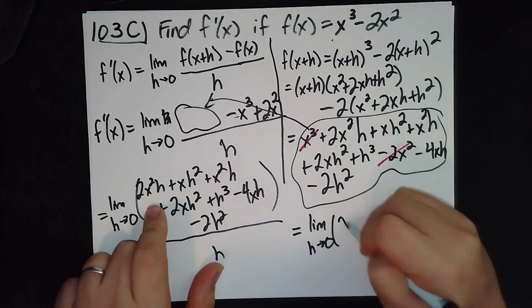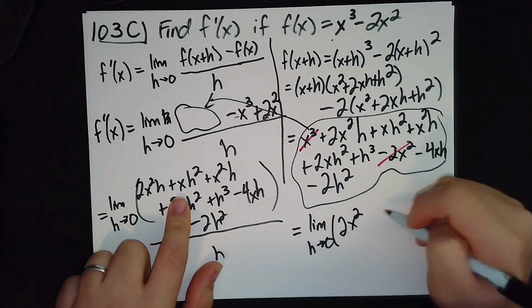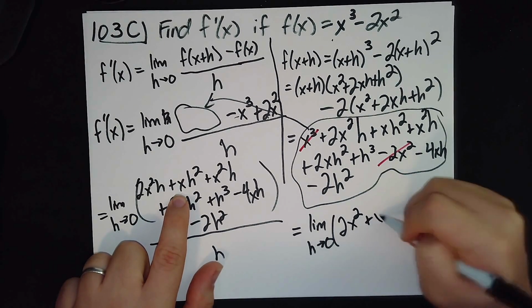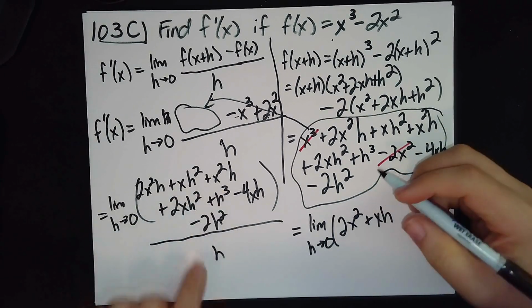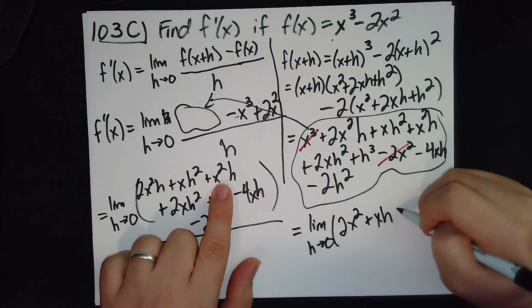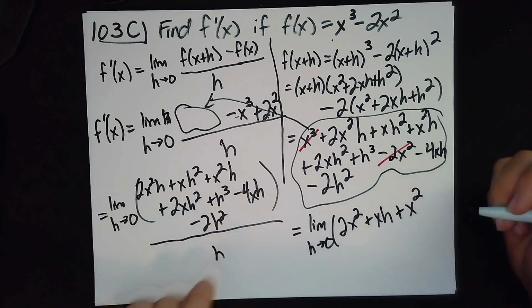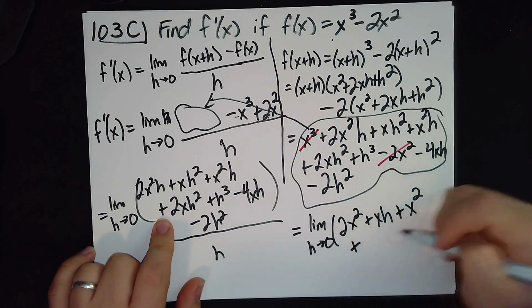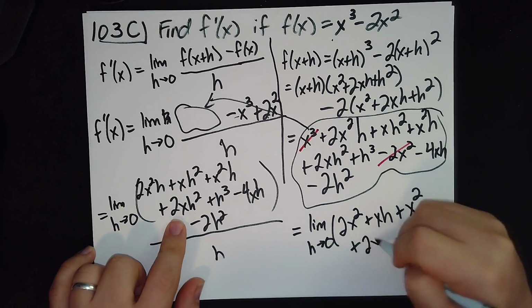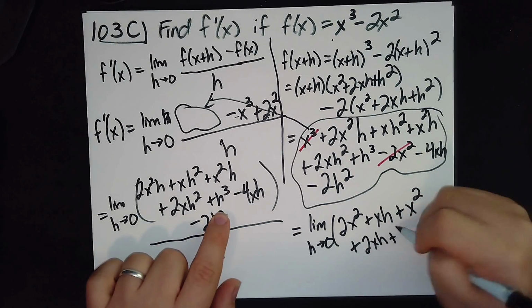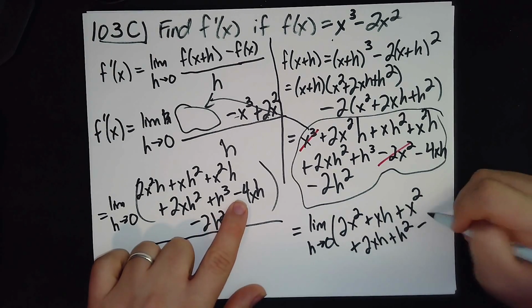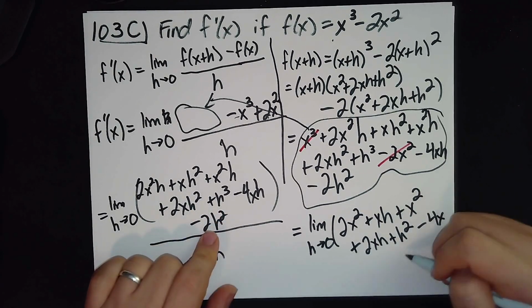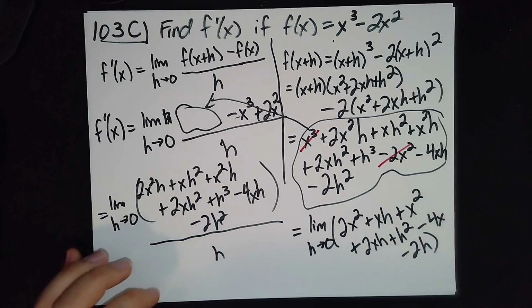So this is going to be a 2x squared plus xh. Remember, you have to divide the h out of every term. Plus x squared plus 2xh plus h squared minus 4x minus 2h.